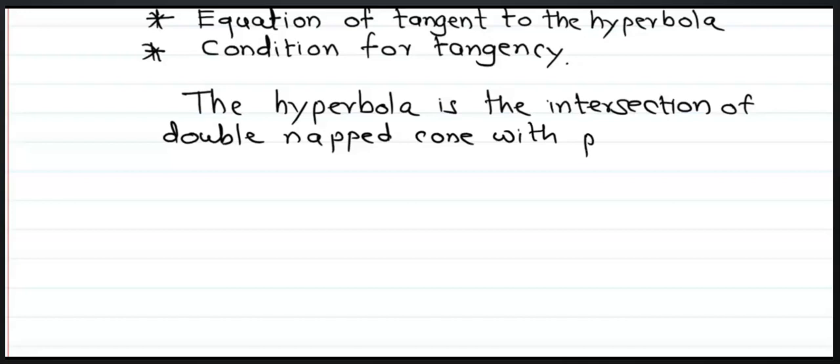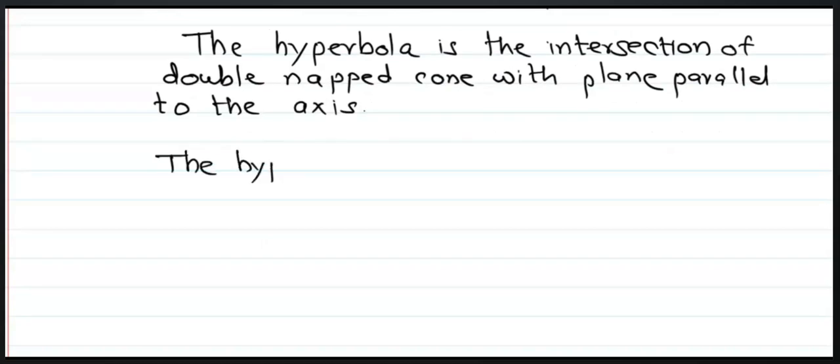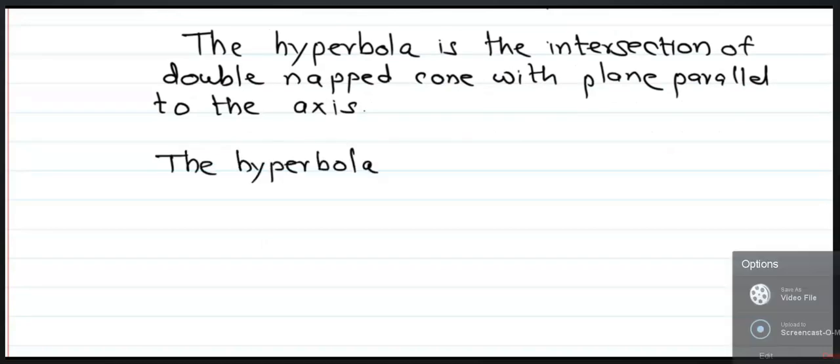Now the definition. Hyperbola is the intersection of a double napped cone with a plane parallel to the axis. That is, if we take the plane and when that plane is parallel to the axis of the nap, then we intersect it, we get the hyperbola.